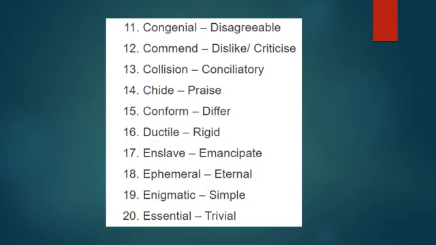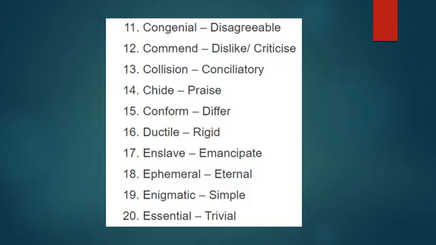Congenial, disagreeable. Congenial means very pleasing, pleasant, and disagreeable is the opposite of it. Commend, criticize: praise, criticize. Collision, conciliatory. Collision means clash, conflict, and conciliatory means you are likely to pacify somebody, make peace. So there's a conflict and there you are trying to make peace. That's why collision and conciliatory. Chide, praise. Chide means to rebuke, to scold.